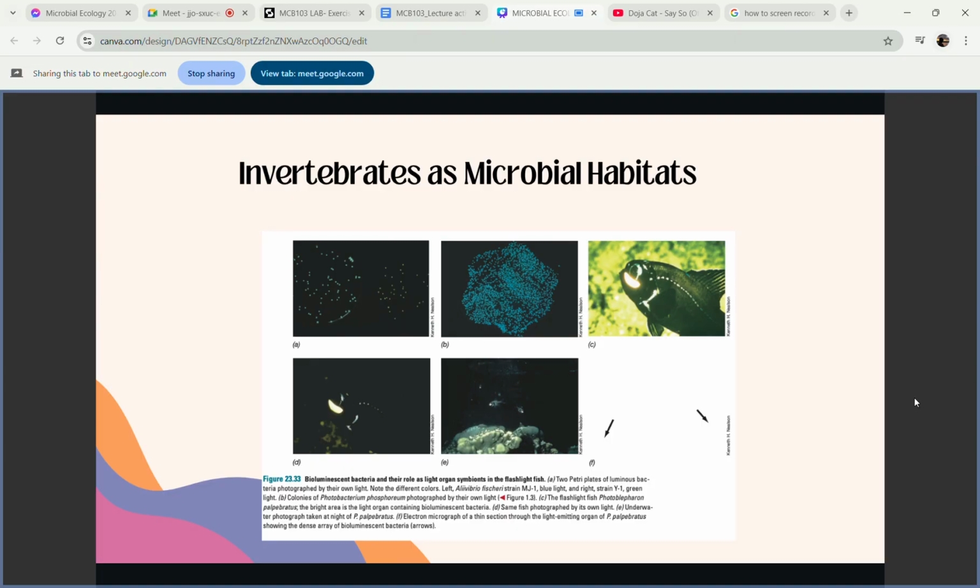So these bioluminescent bacteria can also be found saprophytically on dead fish or parasitically within crustaceans, making their presence noticeable through the light they emit. So we can observe this symbiotic relationship in the flashlight fish. You can see it at letter C in the upper right of the photo. So where the bright area is the light organ containing the bioluminescent bacteria. So next slide, please.